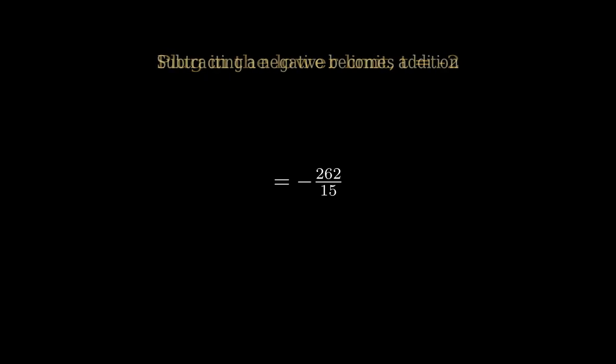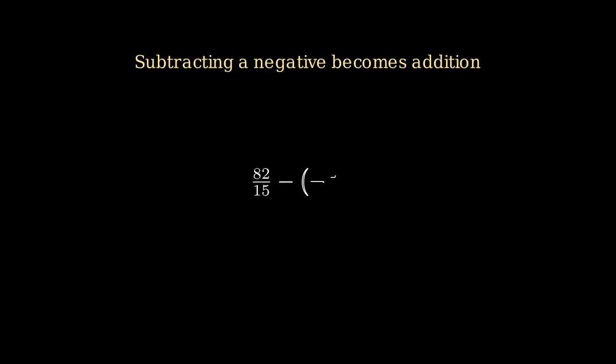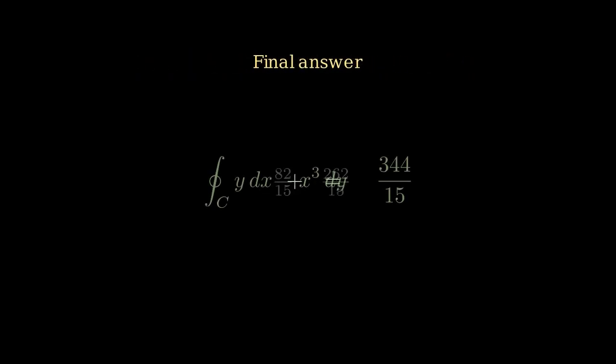Subtracting, we take the value at t equals 2 minus the value at t equals -2, that is 82/15 minus (-262/15). Notice the double negative here turns into addition, so this becomes 82/15 plus 262/15. Adding these together gives 344/15. So the final answer is the integral over C of y dx plus x cubed dy equals 344/15.